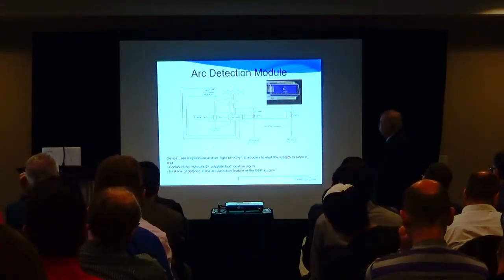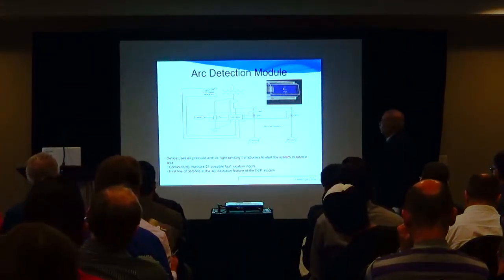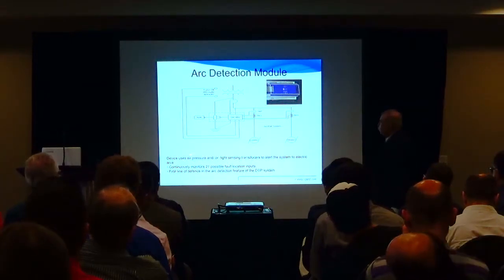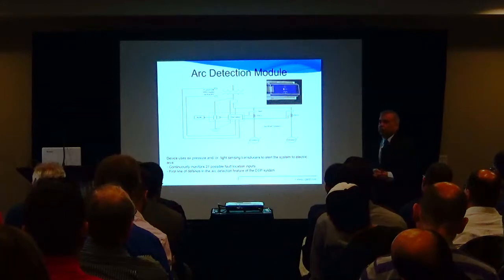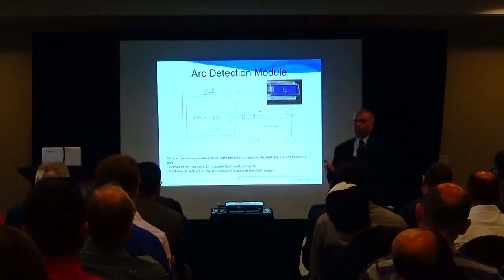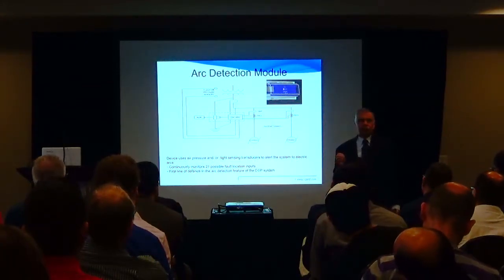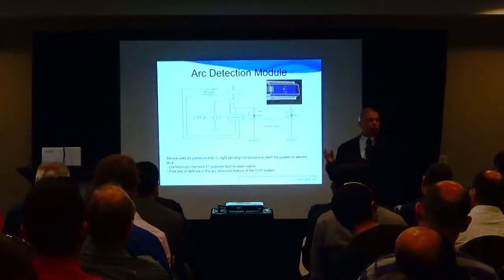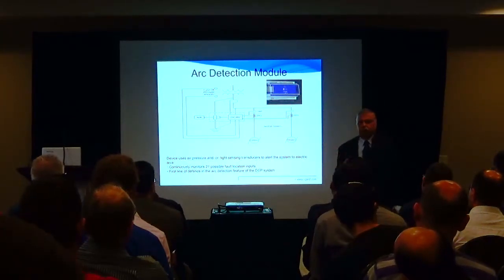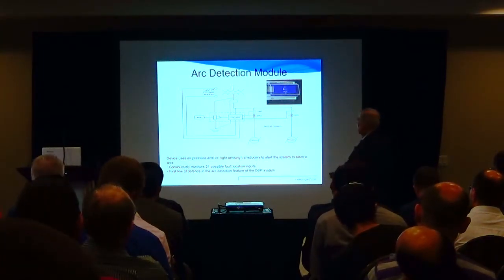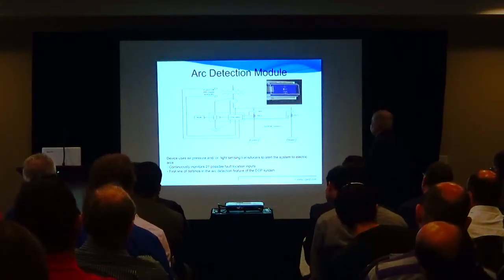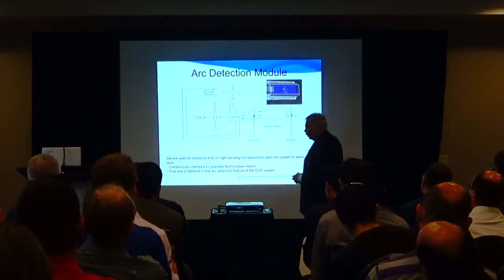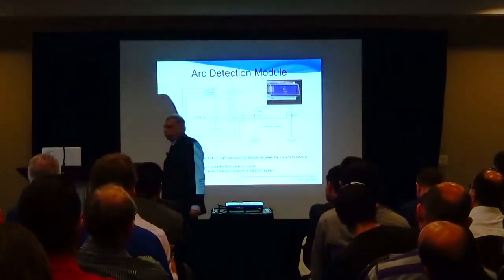And this unit has 21 possible inputs. And these inputs are divided into three groups: 7 fiber sensors, 7 point sensors, or 7 pressure sensors. So we give you the option of an AND function to allow you to increase reliability and monitor a big installation with multiple sensor inputs.